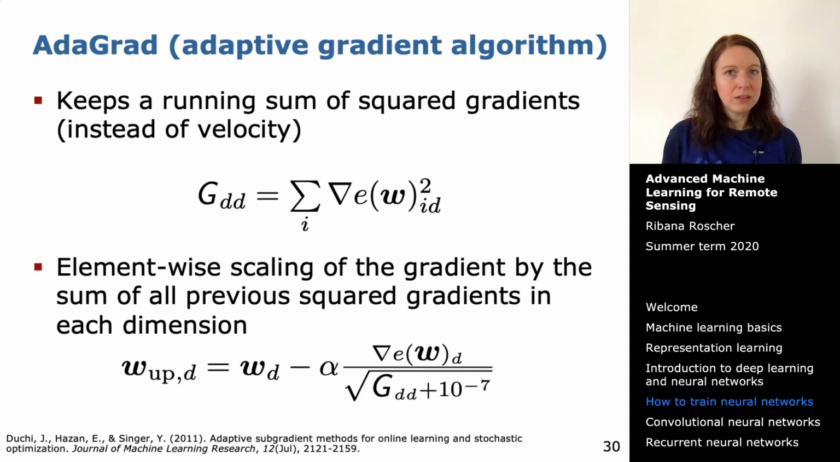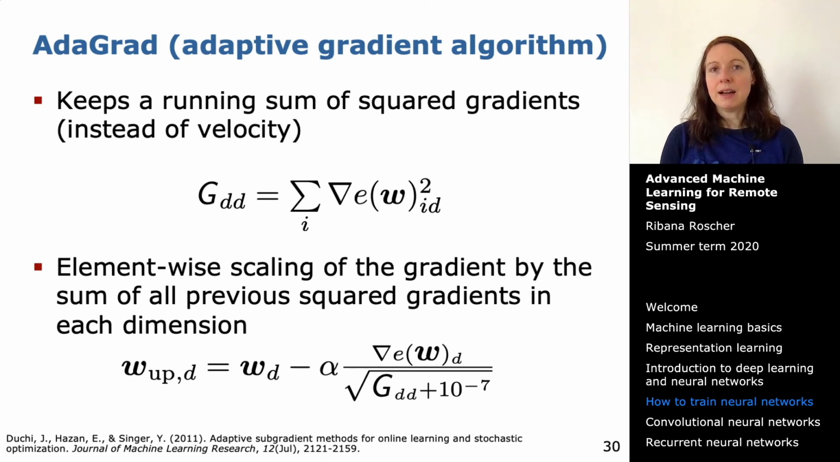So instead of using the velocity, here you take a running sum of the squared gradients. Not only do you take the squared gradients of the last few iterations, no, you start from the very first iteration, and then you sum them up over all the time. All these gradients are stored in a matrix G. And the actual update you apply to the parameters in the end is an element-wise scaling of the gradient by the sum of all previous squared gradients in each dimension.